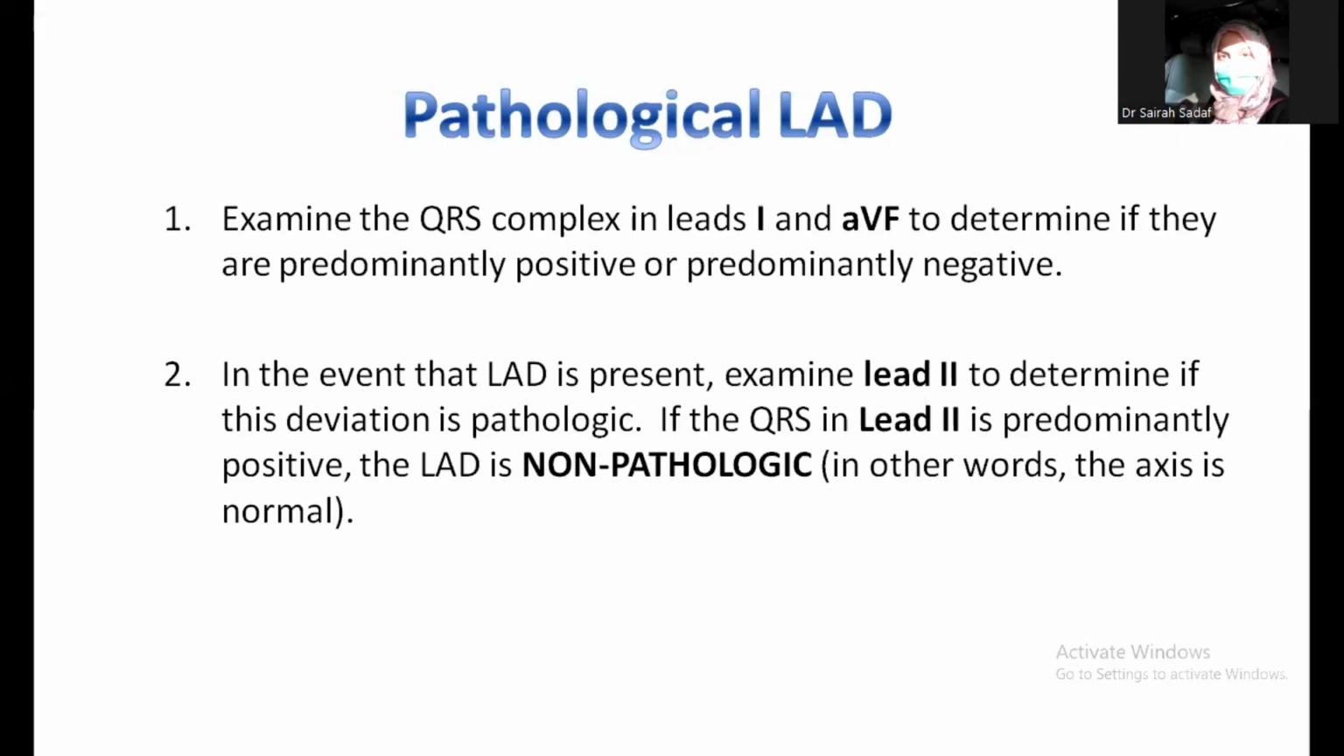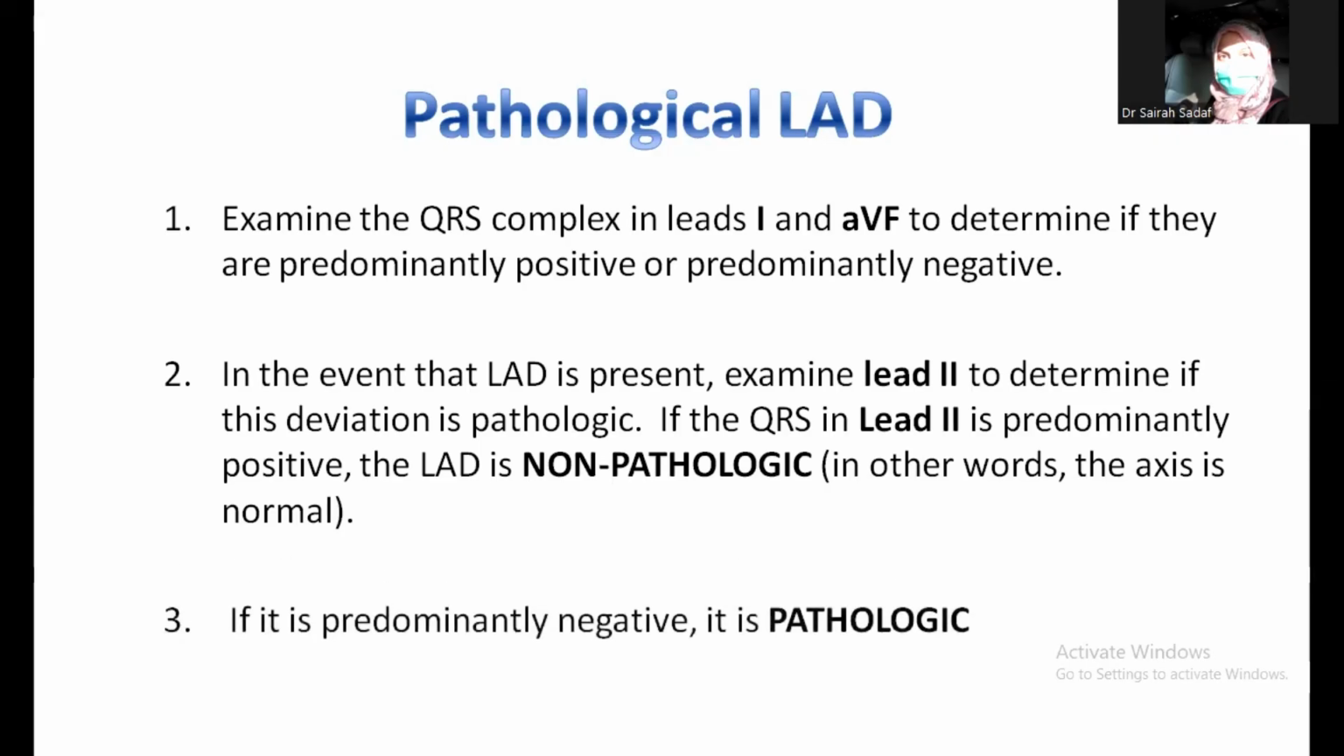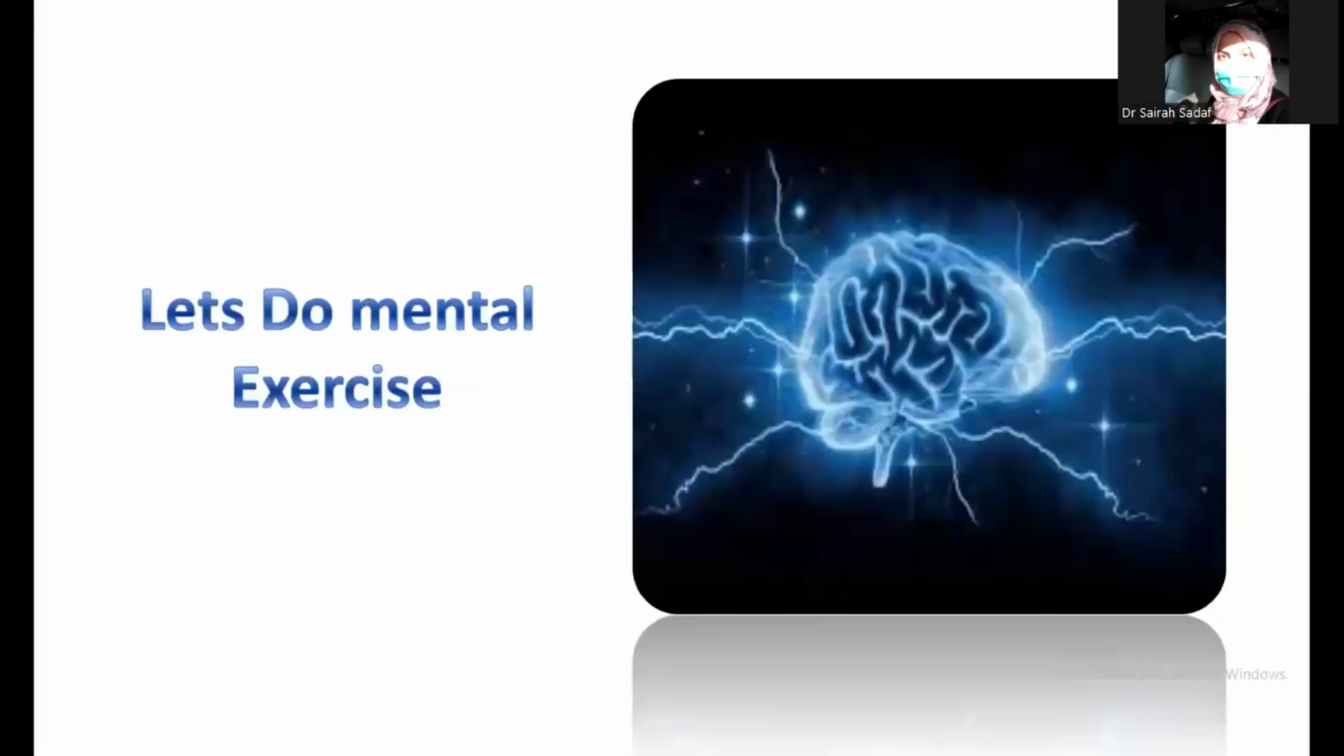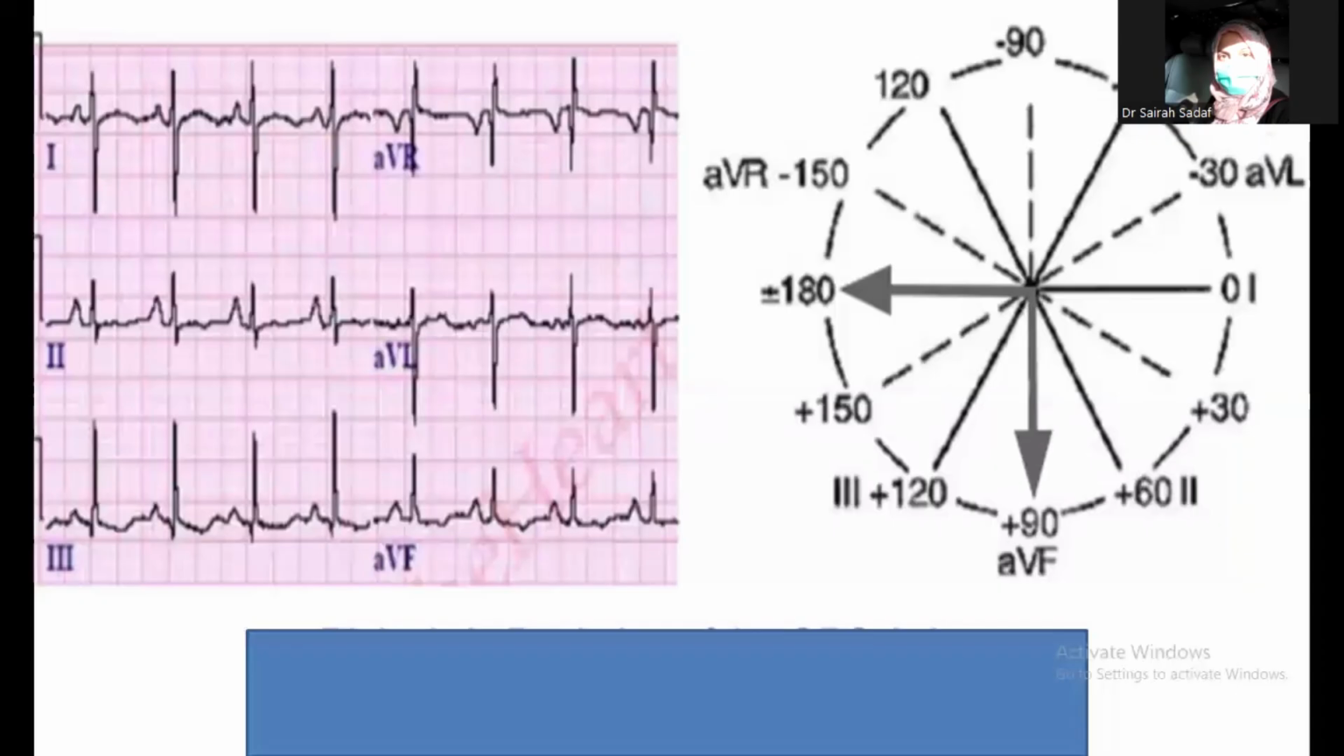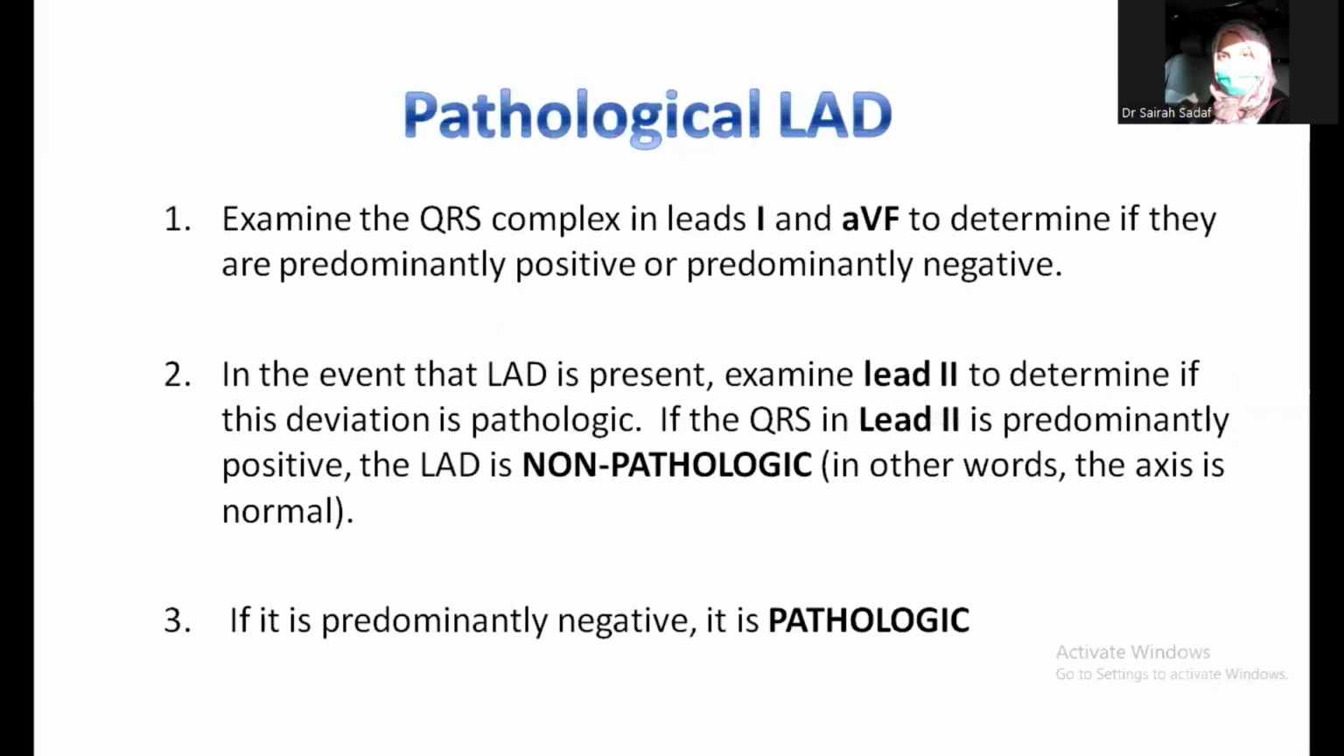I will show you another ECG, and then you will understand. In other words, the axis is normal, or it's a normal finding. It's not pathological. And if the QRS complex is predominantly negative in lead 2, it means it is pathological. I will make you understand by showing you, oh, I don't have to show anything. I just have a mental math. So let me explain it again.